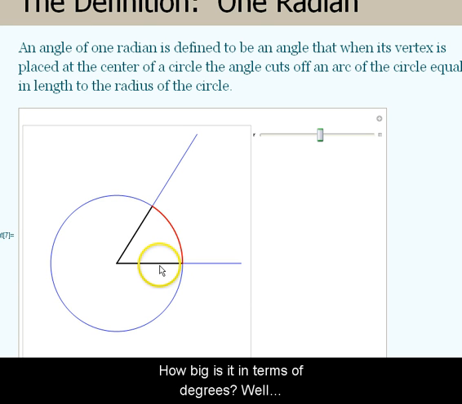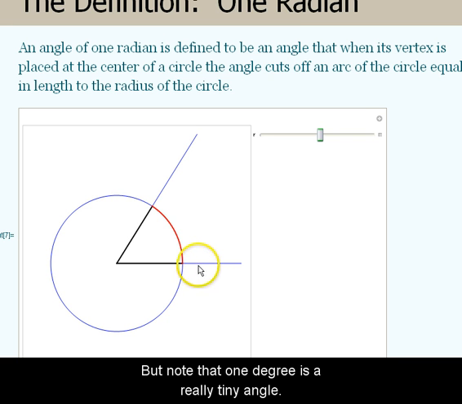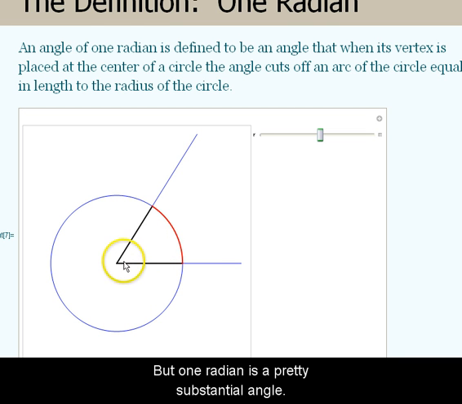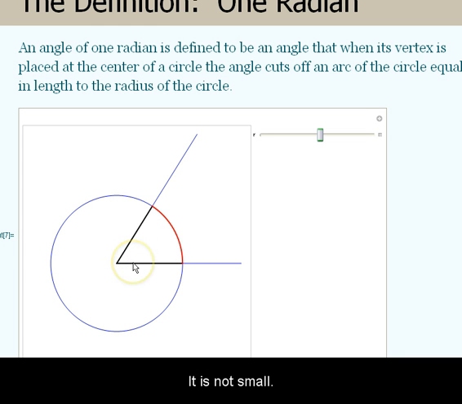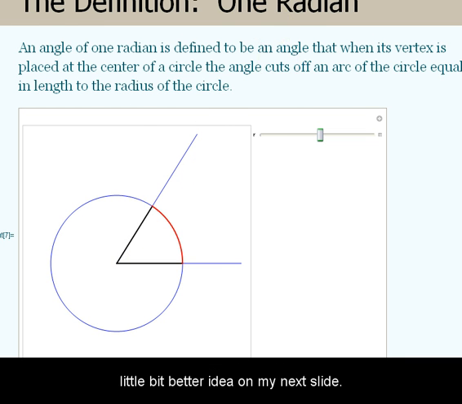How big is it in terms of degrees? Well, it's not immediately obvious. But the thing that I want to point out here is that 1 degree is a really tiny angle. 1 radian is a pretty substantial angle here. It's not small. Certainly less than a right angle, but bigger than 45 degrees. Well, how big is it? Let's take a look and get a little bit better idea on my next slide here.